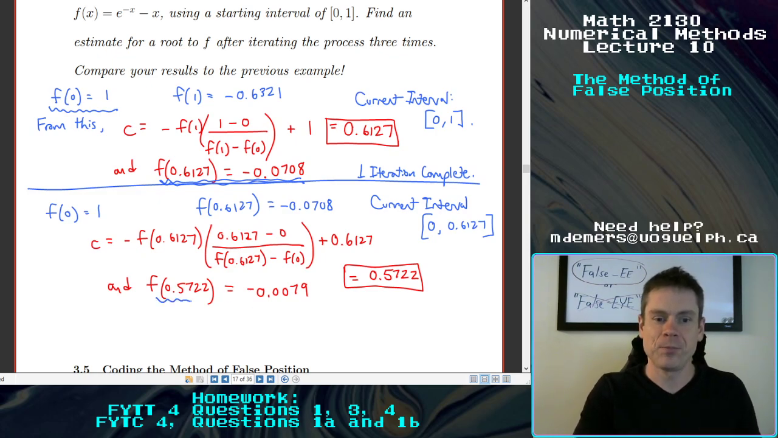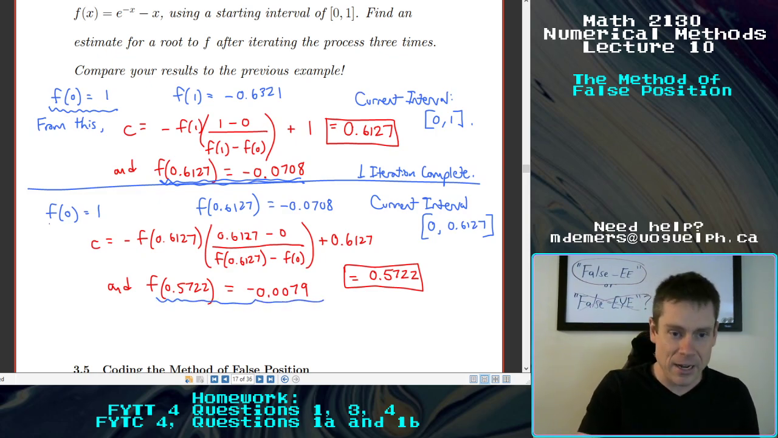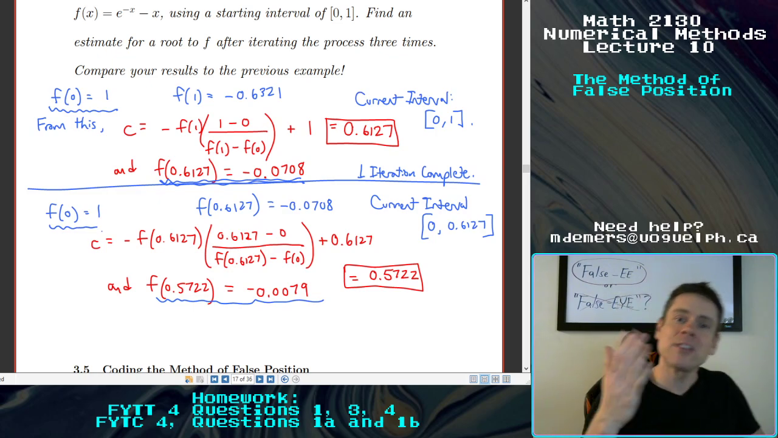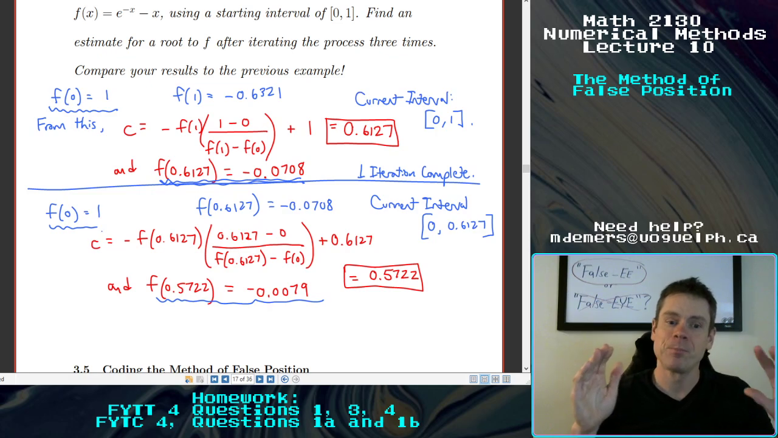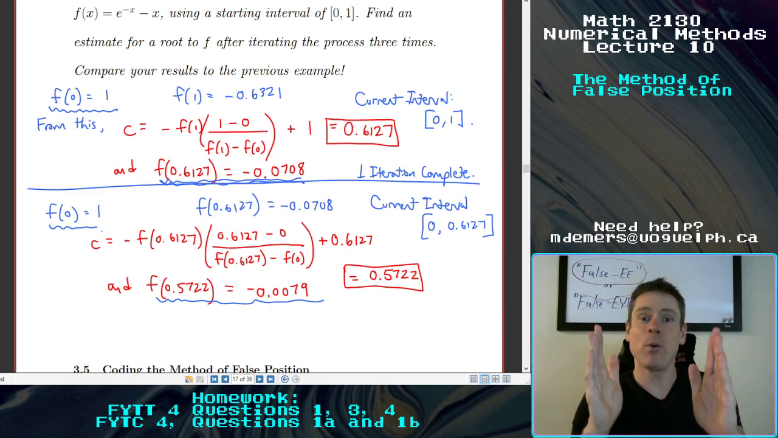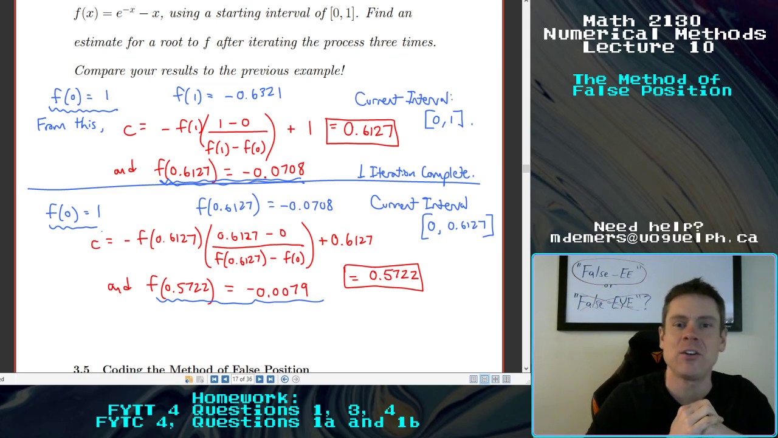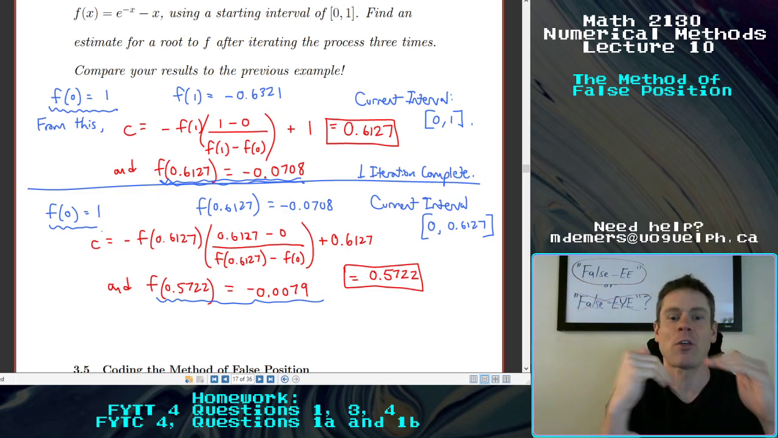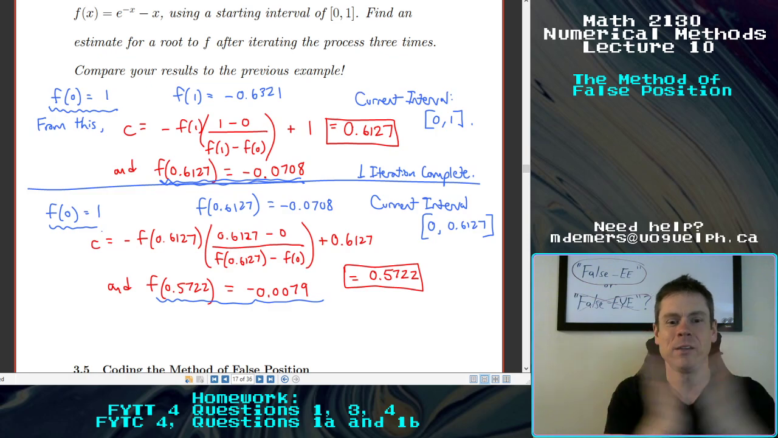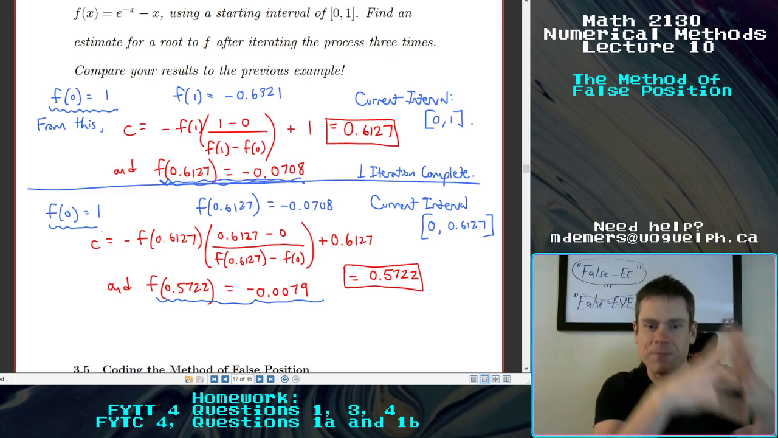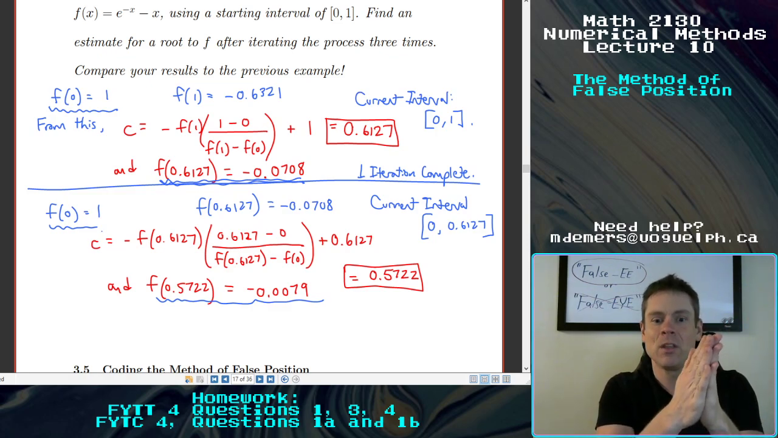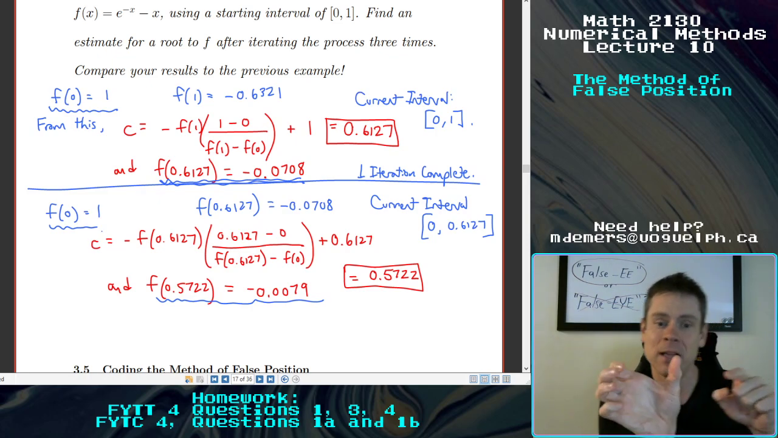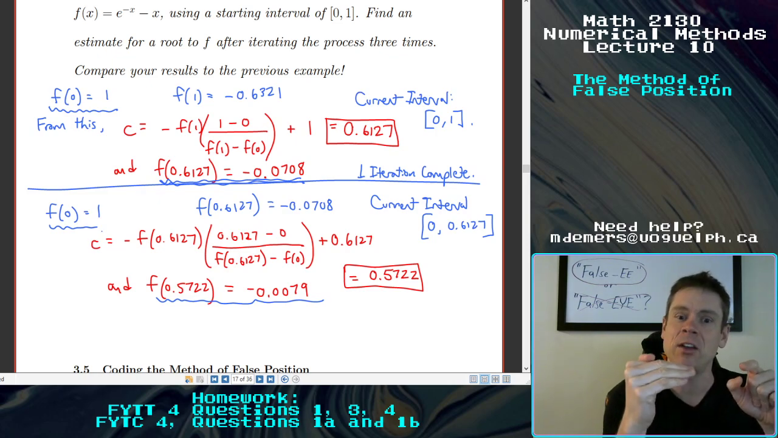First of all, this and that are going to bracket the root. But it looks like for this example, that right endpoint, x equals 0.5722, is itself getting very, very close to the root. Why is that? Well, if you evaluate the function at that value, you can see that the value is something very close to 0 already, less than 1/100th on the negative side.